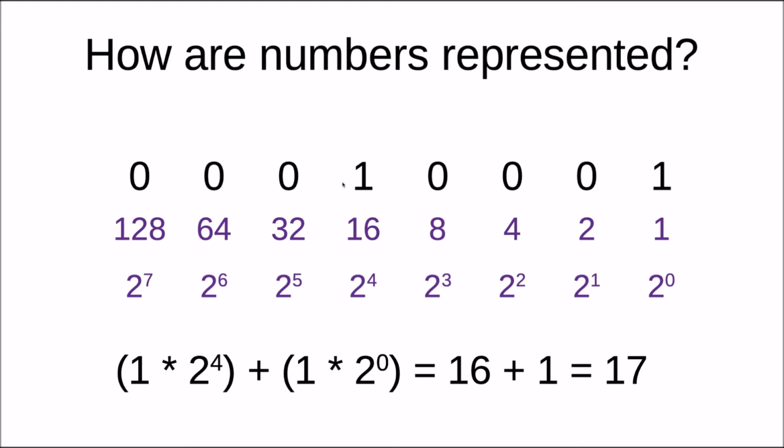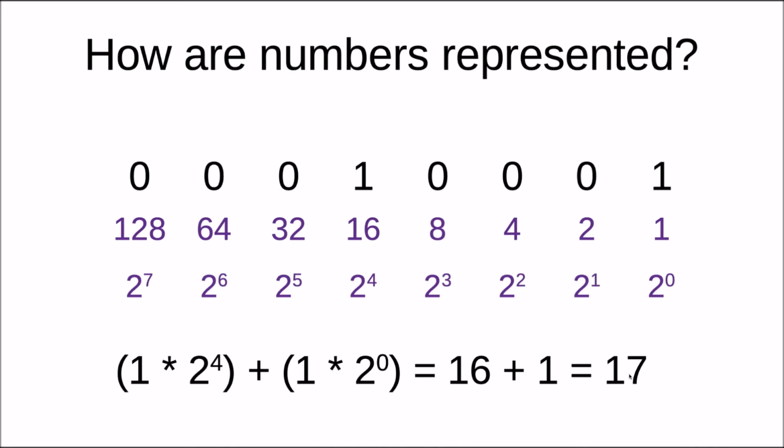Let's say we have eight bits. The one that represents decimal 16 is turned on, and the one that represents decimal 1 is turned on. So this represents 17. And how would you calculate this? 1 times 2 to the power of 4, which is 16, plus 1 times 2 to the power of 0, which is 1. So we have 16 plus 1, and this gives us 17.